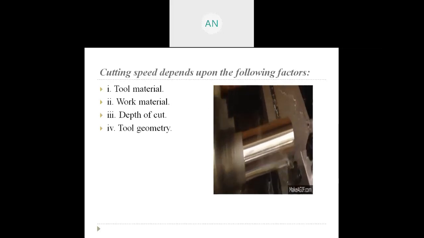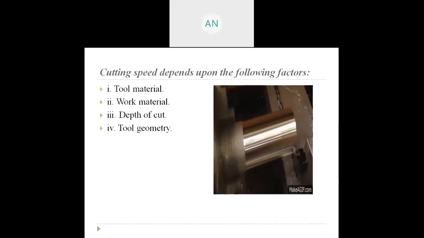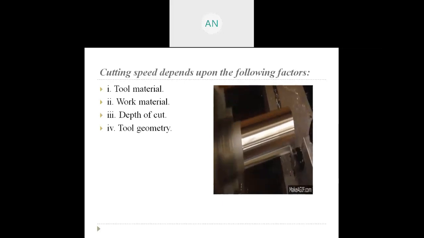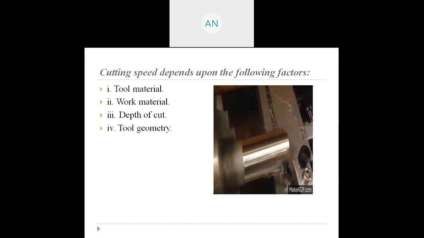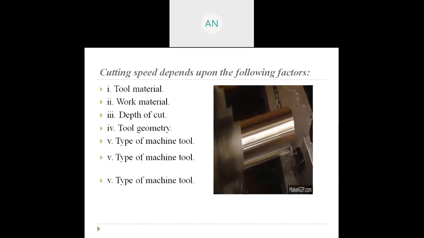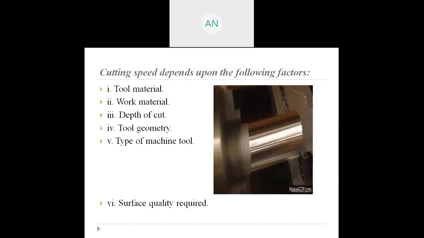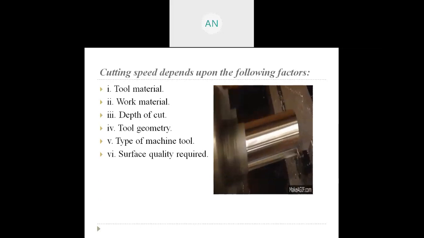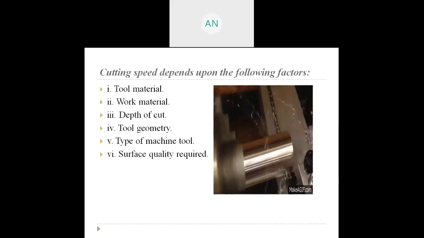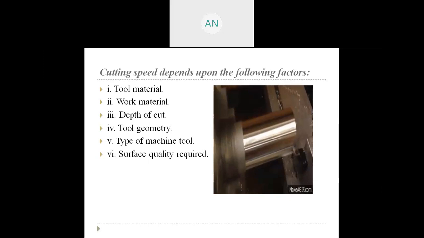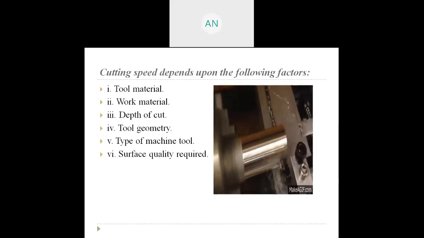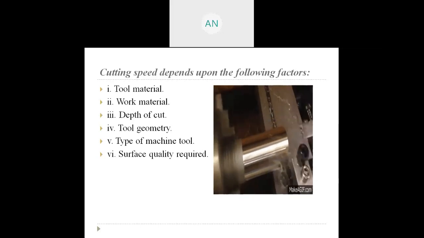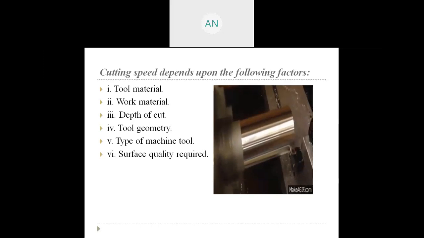Next one, tool geometry. So tool material, work material, followed by how much feed you are giving. Then whether it is a single point cutting tool or a multi-point cutting tool. What is the tool geometry you are going to exhibit? Finally, the type of machine tool. Then these are the output parameters which are going to be determined: surface quality required. The first five are internal ones which you decide, but the third layer is your outcome. These are the inputs you are going to feed. So cutting speed depends on both inputs as well as outputs.